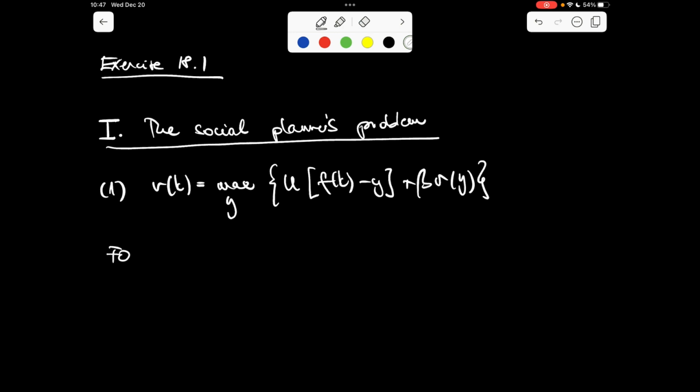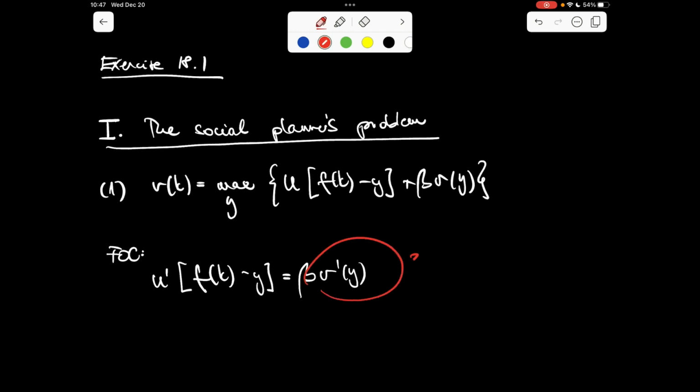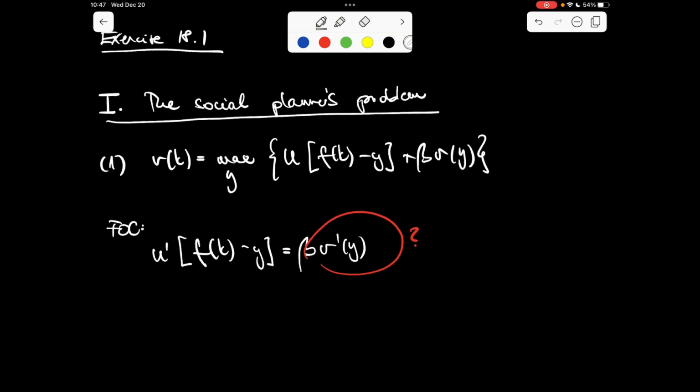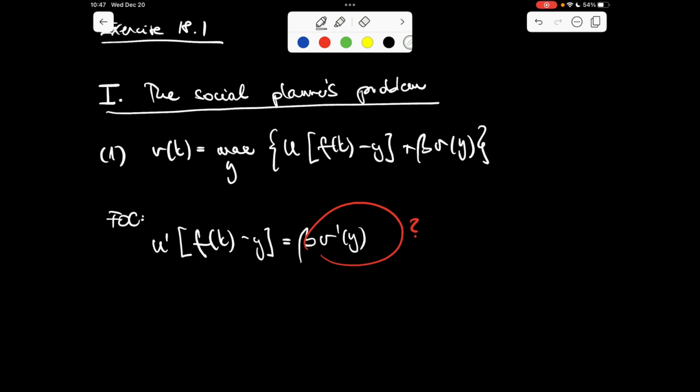The first order condition is quite simple. We differentiate the Bellman equation with respect to the control variable, which is y, and equate the equation with 0. So here we have the first order condition. The problem is that we don't know anything about this derivative of the value function. So this is the reason why we need the envelope condition.